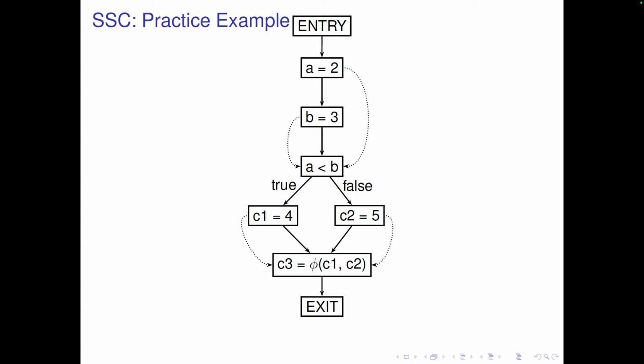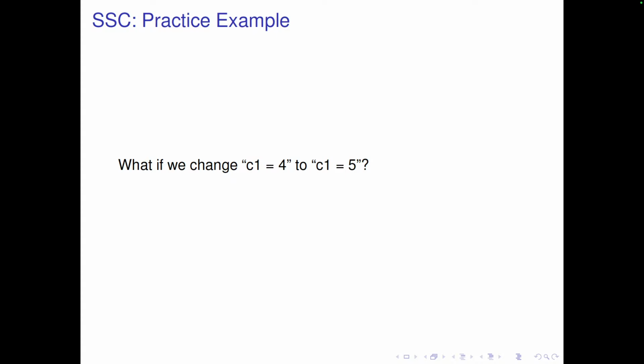You can add more edges, you can add loops and all and do some little complex. This is a very simple example because it is very difficult to do lot larger examples. But this itself will be interesting when we go for sparse conditional constant propagation. So second thing I want to do is, suppose I change C1 equal to 4 to C1 equal to 5.